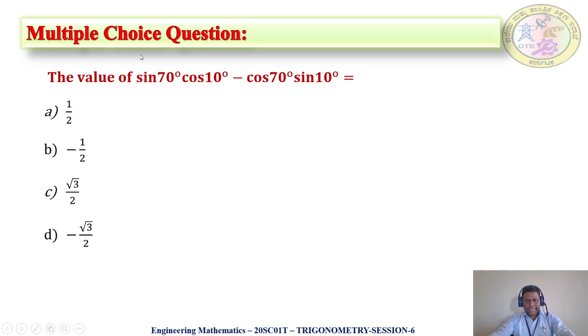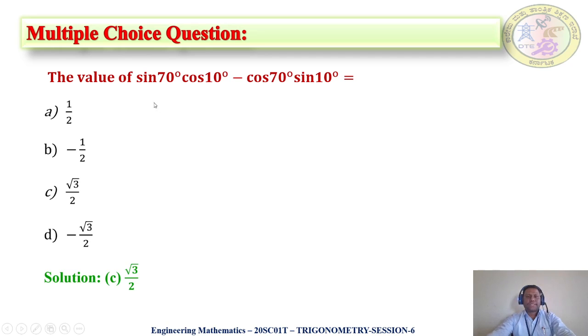You can observe it is in the form sin A cos B minus cos A sin B. Here A is 70, B is 10. So sin A cos B minus cos A sin B is the sin of A minus B formula. If you use the sin of A minus B formula, A is 70 degree, B is 10 degree. So sin of 70 degree minus 10 degree, that is sin 60 degree. And you know that the value of sin 60 degree is root 3 by 2. Therefore, the right answer is option C, root 3 by 2.